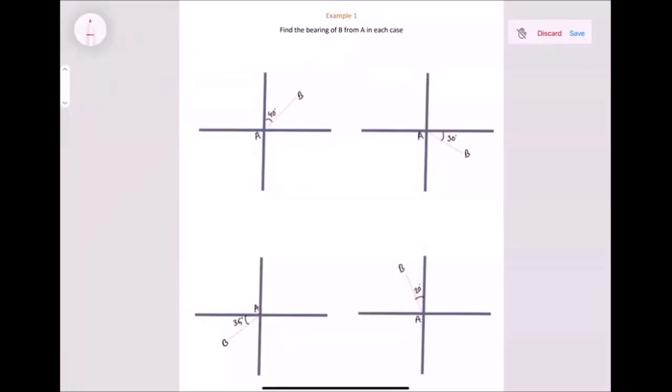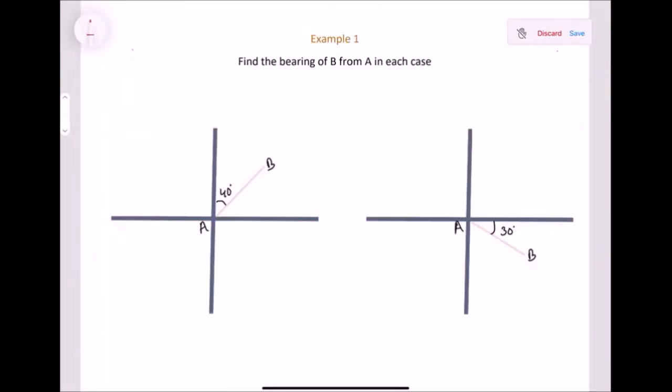So in this example math, I have 4 different arrangements, and in each case, we need to calculate the bearing of B from A. From A means the reference point is A. We need to calculate the bearing at this point. So the angle has to be from the north line in a clockwise direction. So in this case, this is the north line, and the bearing has to be calculated in a clockwise direction, right? So that's where I need to start, and then I will move in a clockwise direction until I reach this line AB. So in that case, my angle is 40 degree.